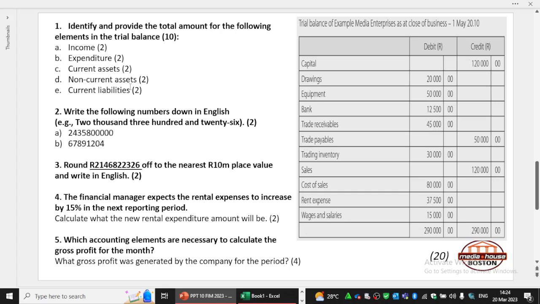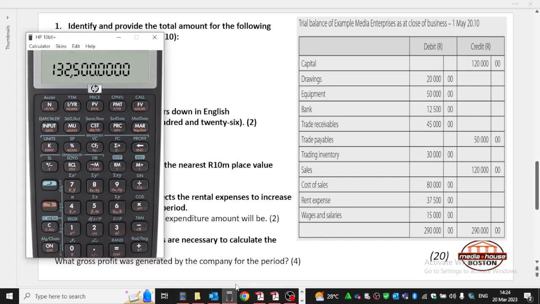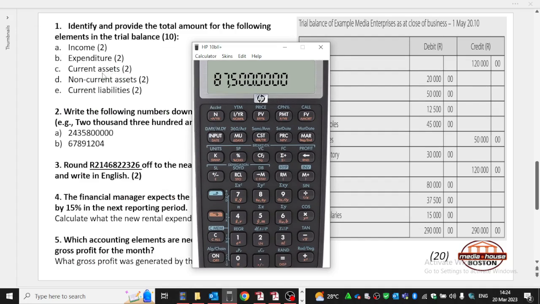So that will be the total current assets. It's going to give us the following figure. I'm going to write that down as well, all of them, so that you can grab them and compare to your final figure. So that will be 12,500 plus 45,000 plus 30,000. So in total, we've got 87,500 for our current assets.